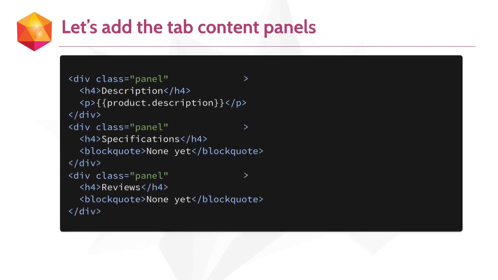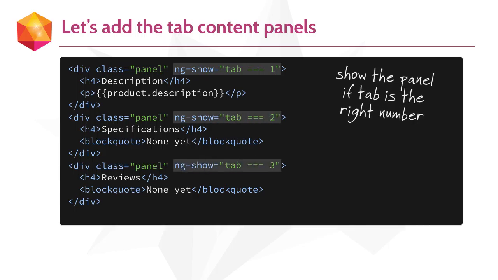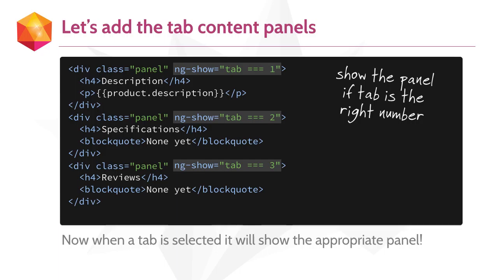Well, we need to use ngShow again. We can say ngShow, and this time pass in an expression. When tab is equal to 1, display this one. When tab's equal to 2, show this one. And when tab's equal to 3, show that one. Now when a tab is selected, it's going to show the proper panel.